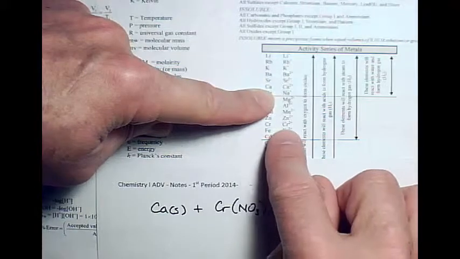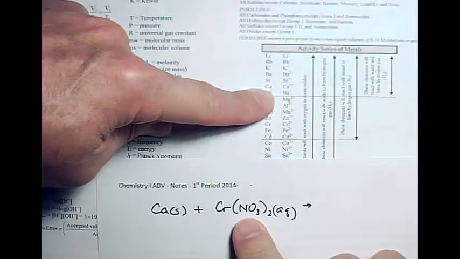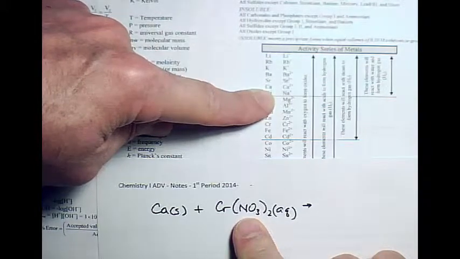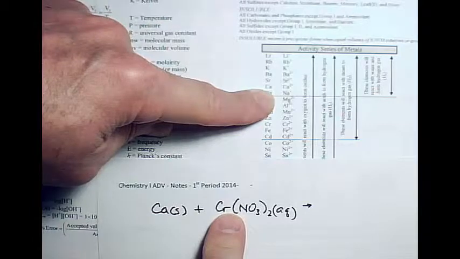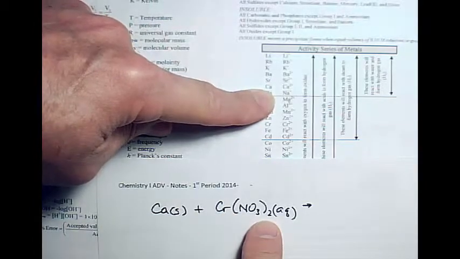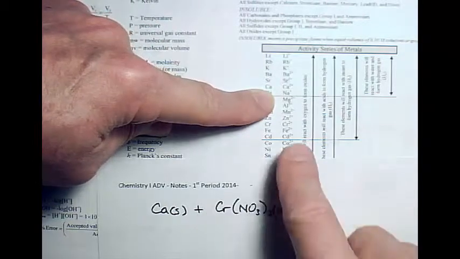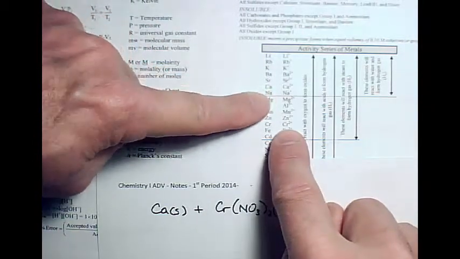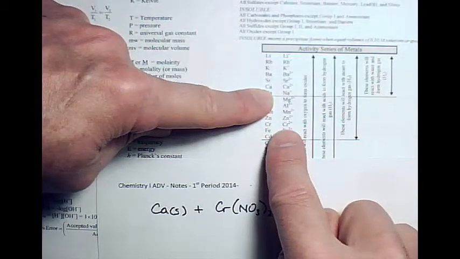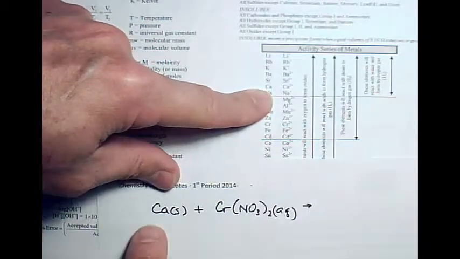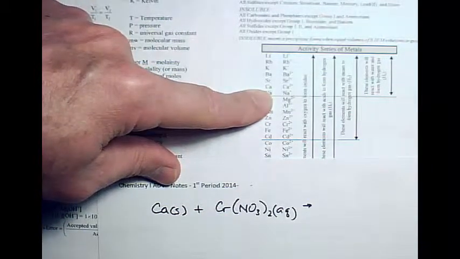And so we go down here and we find chromium. Okay? And indeed, this is chromium 2. And the reason you know it's chromium 2 is that nitrate, this polyatomic ion here, has a 1 negative charge. We have 2 of them, so the charge on the chromium has to be 2 plus. Okay? So this is chromium 2. So since calcium is higher on this activity series than the chromium 2, the calcium will displace the chromium. And so we're going to have a reaction here.